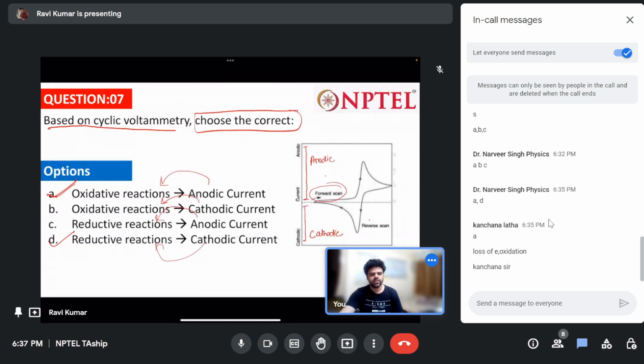So yes, Dr. Narveer Singh is right. Option A and option D are the correct answer. Oxidative reactions are induced by anodic current, so the scan is positive, while reduction reactions occur at the negative scan. So here it is a reduction reaction. A and D are the correct answer here.